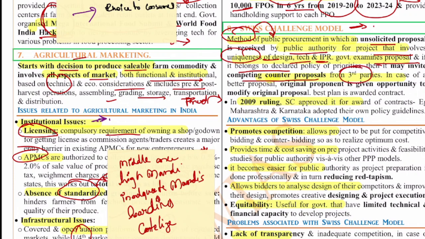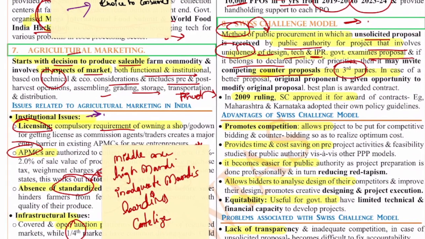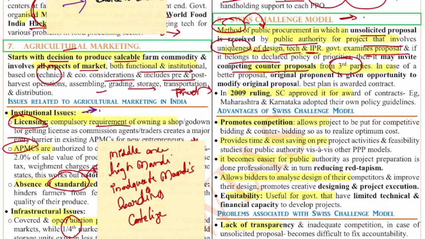So in simple words, let's say there is a proposal by a company for some investment. This proposal is received by the government and scrutinized, and if the government feels it is a good one, then to challenge this proposal, they invite other third parties for counter proposals. If any third party brings in a better proposal than the current one, then the third party gets that project. In case of a better proposal, the original proponent is given the opportunity to modify, and the best plan is awarded the contract. In 2009, the Supreme Court approved it for the award of contracts.